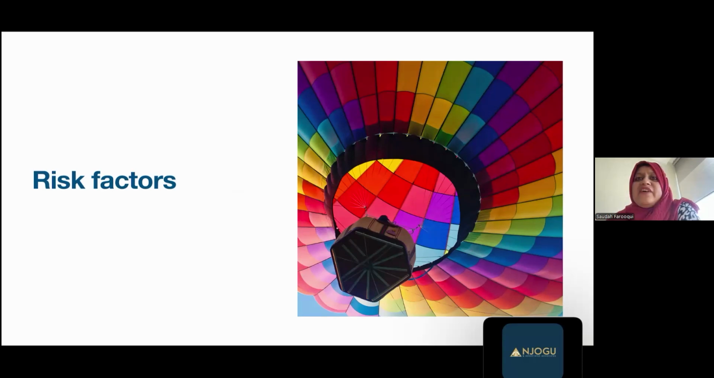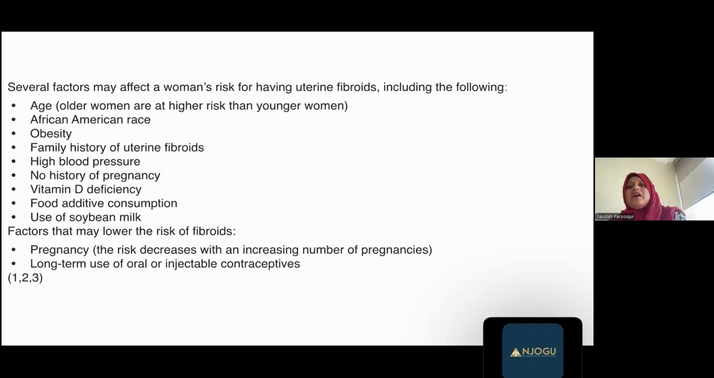Several factors for having fibroids include the following. Age, of course. Older women are at a higher risk than younger women. Like we said, highest prevalence is between 35 to 40 years of age. African American race, in our case, basically being Kenyan.